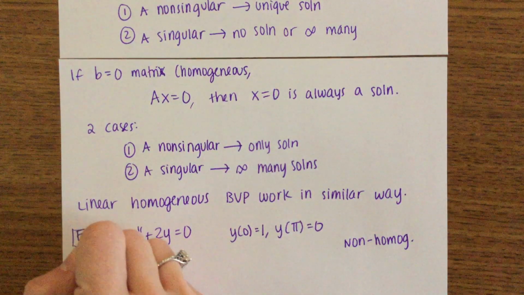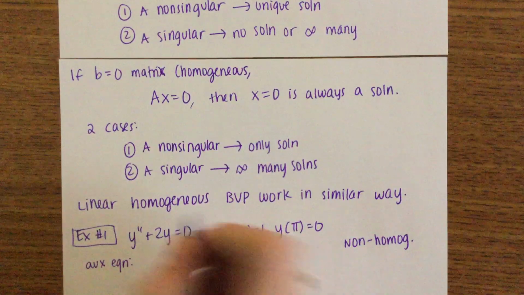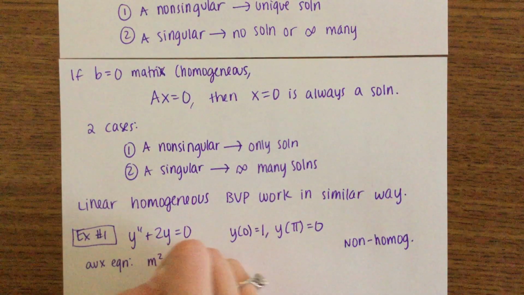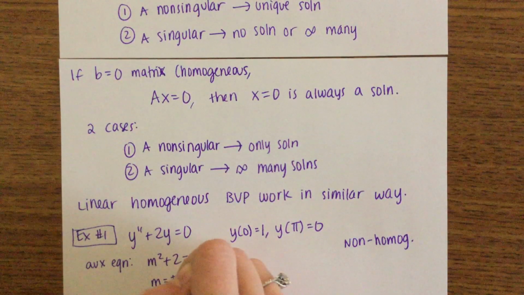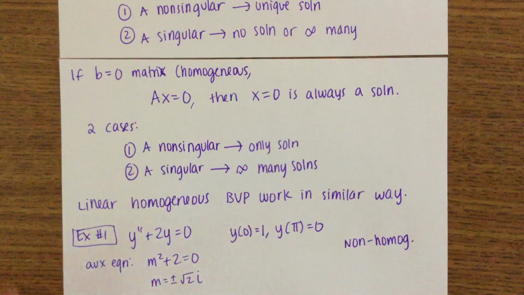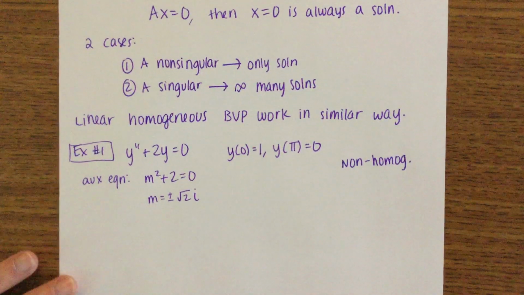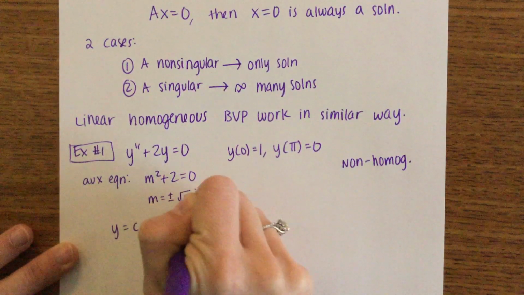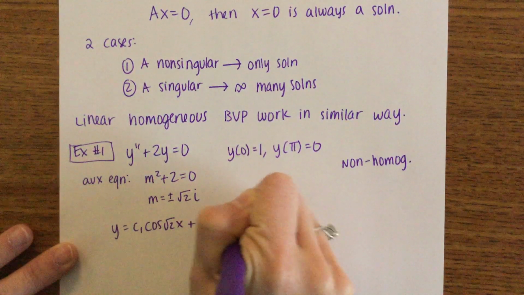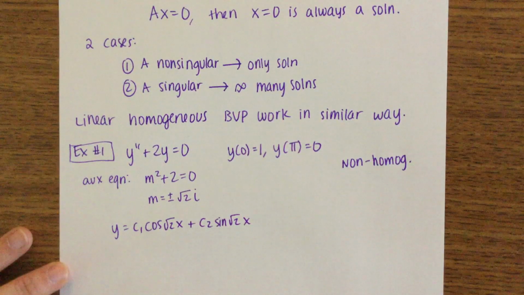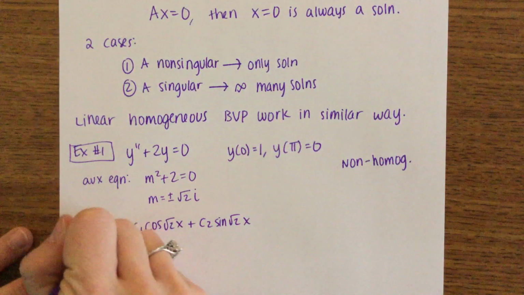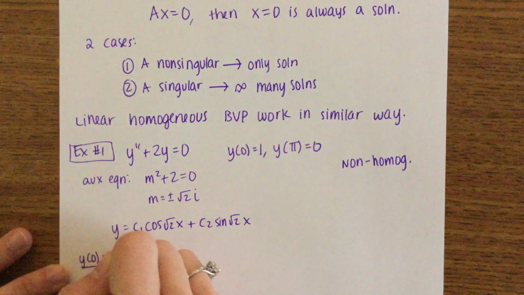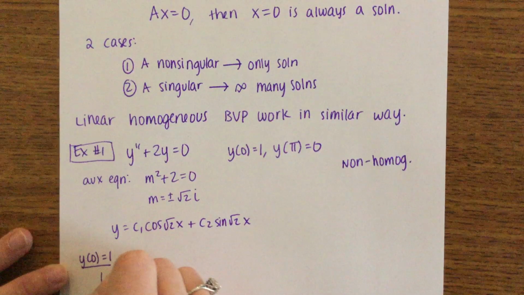The auxiliary equation. So we have m squared add 2 equals 0. m then is plus or minus square root of 2 i. So then our y is going to be c1 cosine of root 2 x plus c2 sine of root 2 x. Looking at our first condition of y of 0 equals 1, we have 1 equals c1 plus 0, so c1 equals 1.